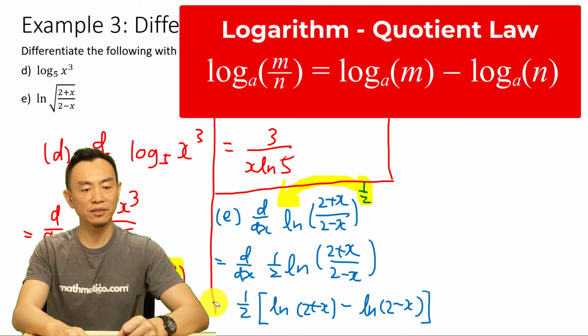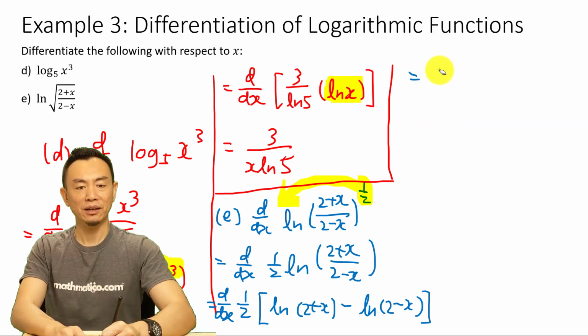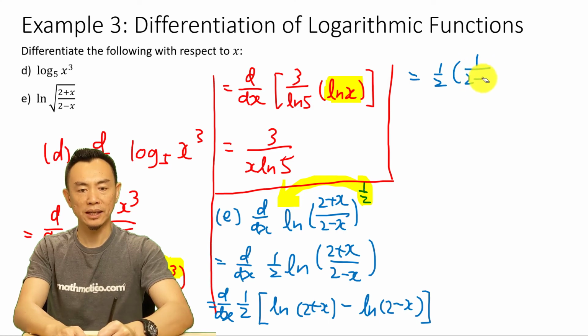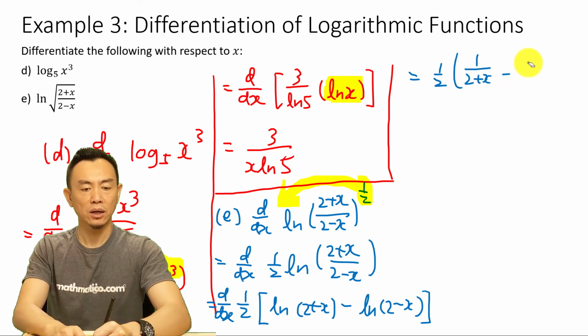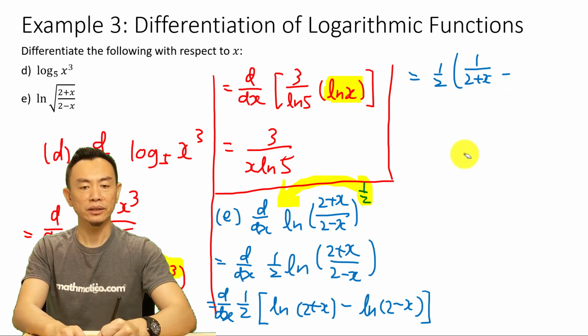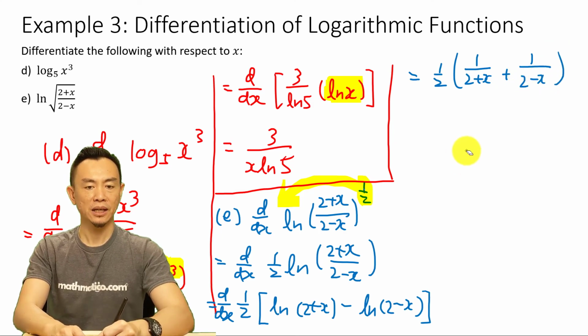Yeah, so we split this into 2. And yes, we still have yet to do the differentiation, so I should just write the d dx here. And then we do the differentiation. We're going to have a much easier time. So we will have half of bracket. Differentiate ln 2 plus x is 1 over 2 plus x minus, differentiate this, you get a negative 1. So negative is positive, right? So you get a 2 minus x here. Yeah, that's it.